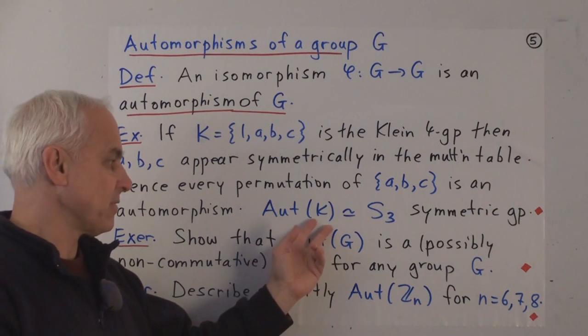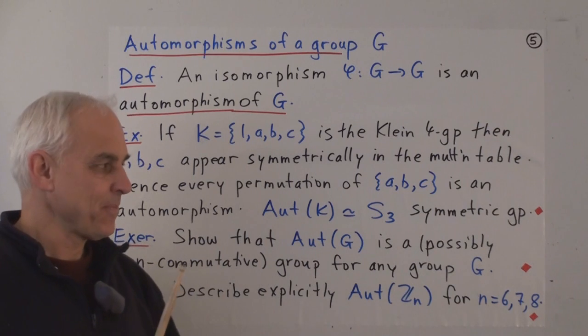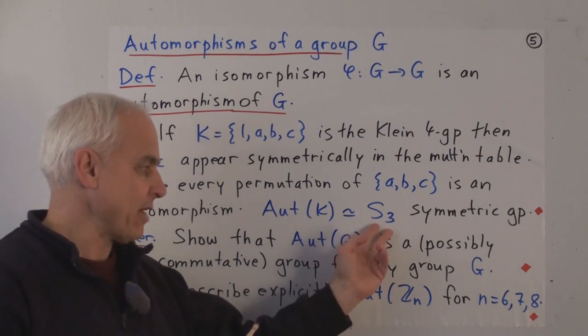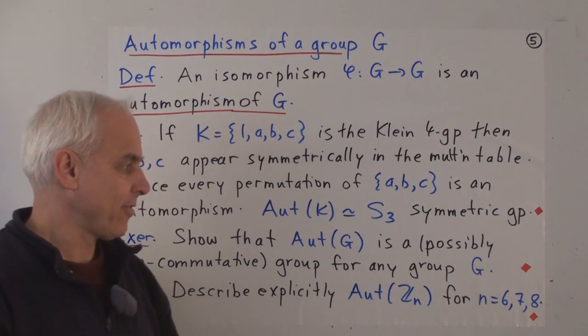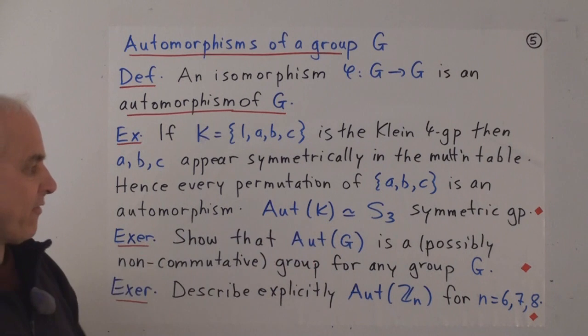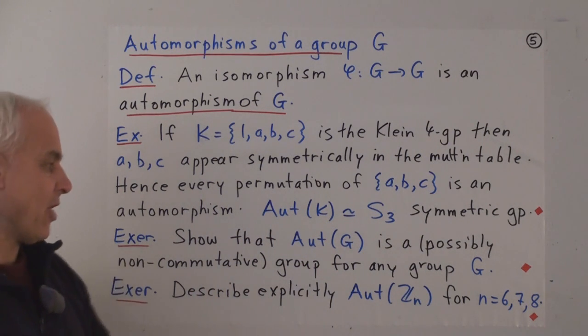So the automorphisms of K themselves form a group. In fact, the symmetric group on 3 letters. That's the non-commutative group, so it's a little bit outside of what we've been talking about so far.